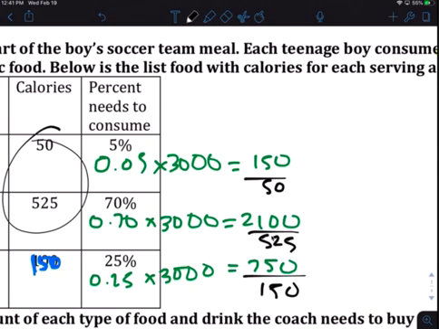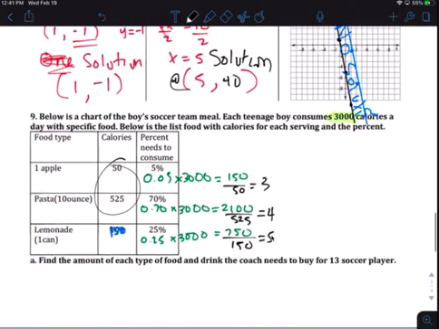3,000 times 0.05, yep. So 150 divided by 50 is 3. 2,100 divided by 525 is 4. And 750 divided by 150 is 5. So it's 3, 4, 5. And then this is ounces, so you need to multiply pasta by 10. So that's 40 ounces. That's a lot of pasta.